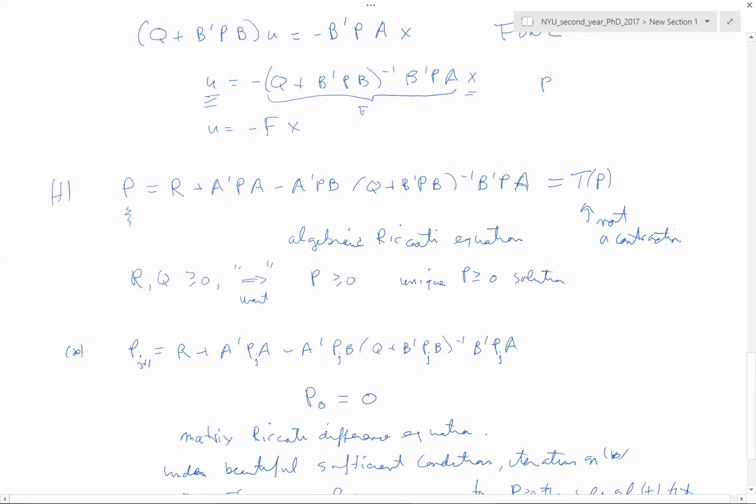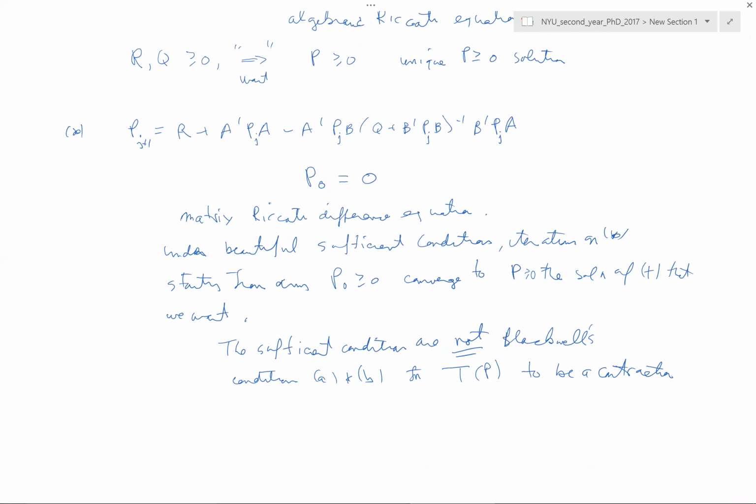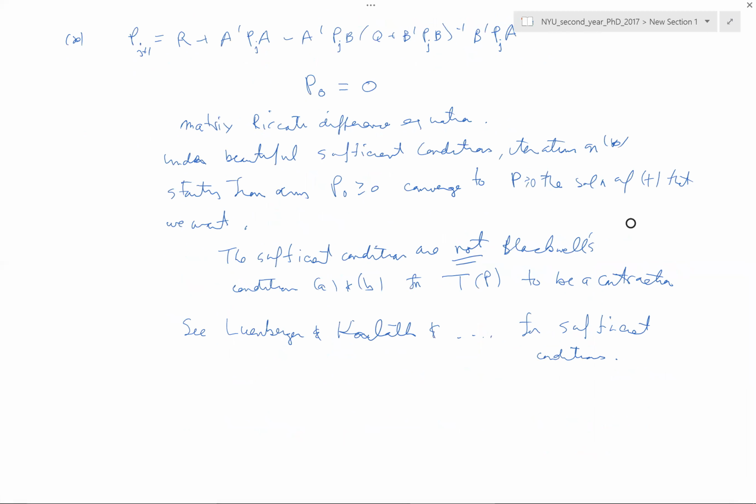So it turns out you have to use a different kind of mathematics. So instead of Blackwell, we use Ljungqvist and Sargent for sufficient conditions. I might touch on those later. But okay, so that's it. So the punchline is we get a value function, and we get a decision rule that's a linear decision rule.